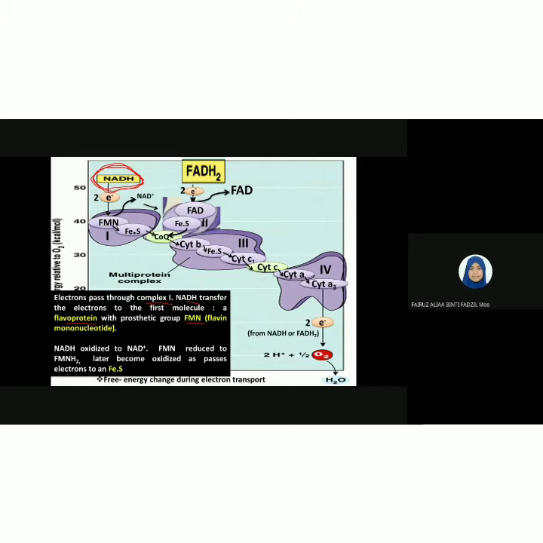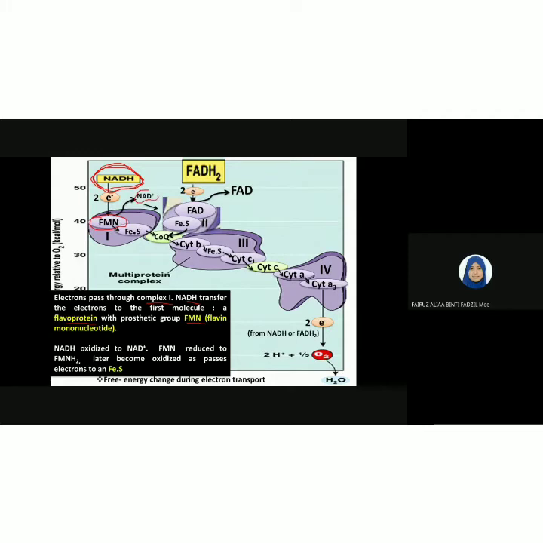So you see in this diagram here, this is the prosthetic group FMN. This is the prosthetic group, the one that accepts the electrons from the NADH. And once the FMN accepts the electrons, it will become reduced. And what happened to the NADH? NADH, once it passes its electrons to FMN, it will become oxidized. Oxidized to what? Oxidized to NAD+.